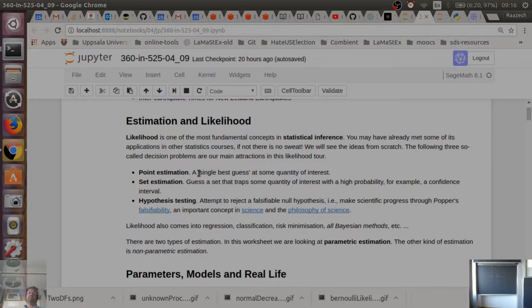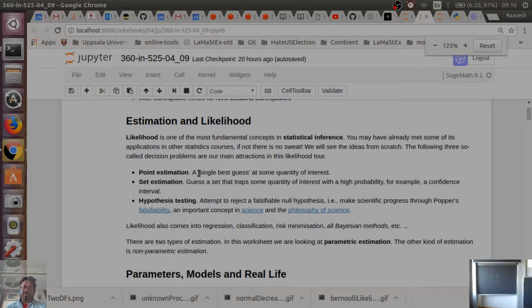So usually you should have probably seen something called confidence intervals in 100 level statistics, right? That's the simplest example of a set estimator. And then the third main branch is hypothesis testing, right? This is very important, this particular branch, because what it allows us to do is to attempt to reject falsifiable null hypotheses, right?